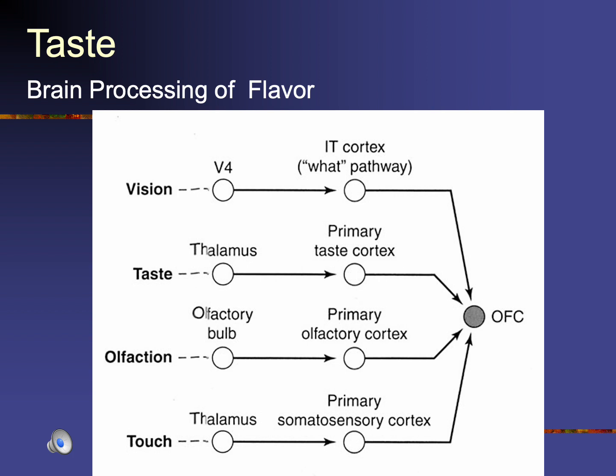You feel the food in your mouth. Your tongue has receptors in it, obviously, for touch that are very sensitive. You feel its flavor. Its texture is a part of the flavor. What it looks like is part of the flavor.